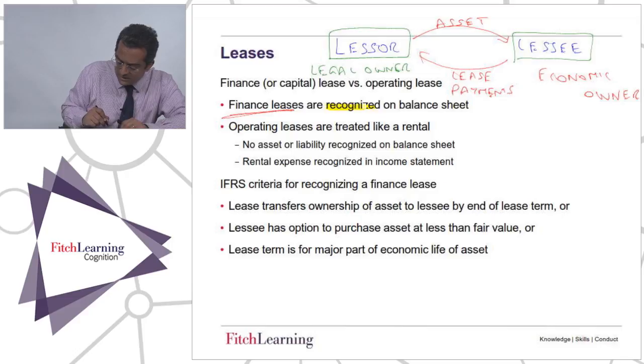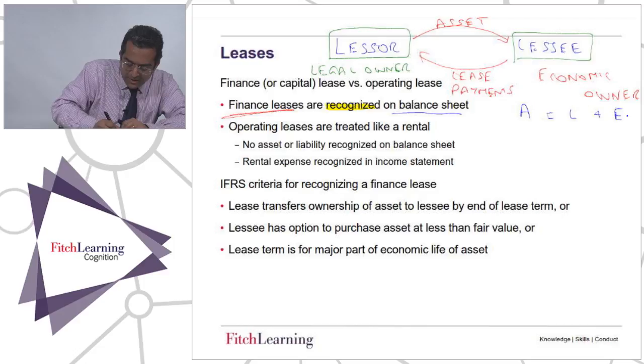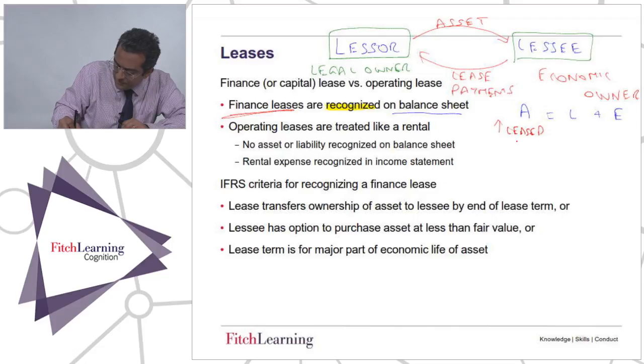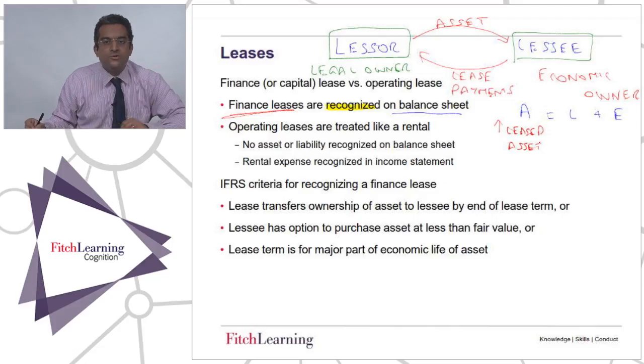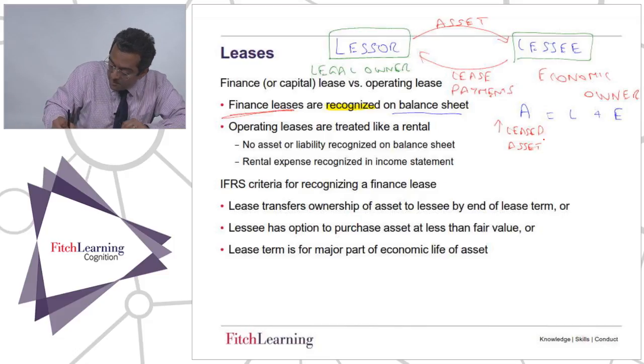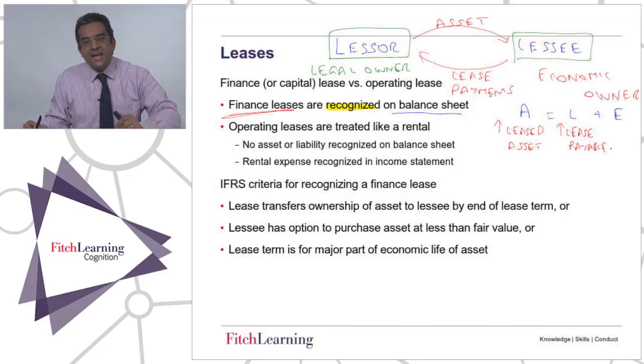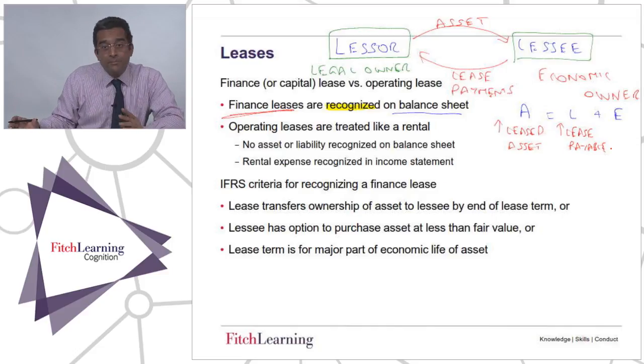Recognized on the balance sheet. Now, recognized means, we do a simple note here. Recognized means on the asset side, we have the leased asset. So, as if you bought it, it's yours. And on the liability side, we have the actual commitment to pay a lease, the lease payable. So leased asset and lease payable both are on the balance sheet.